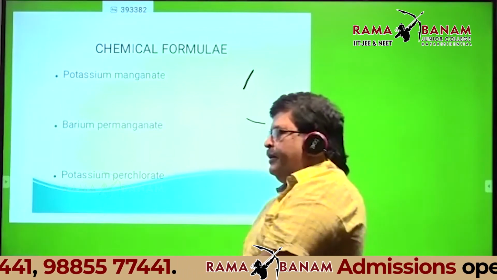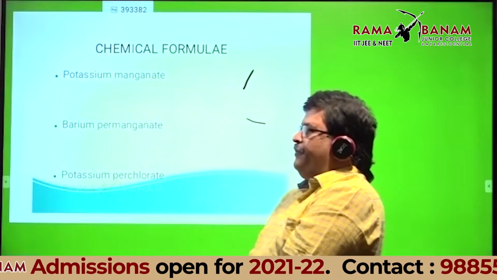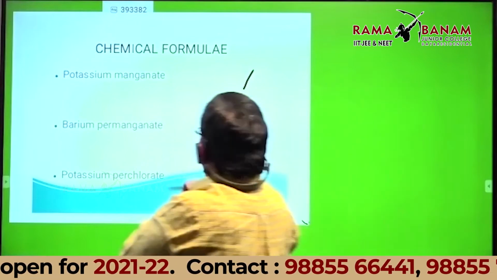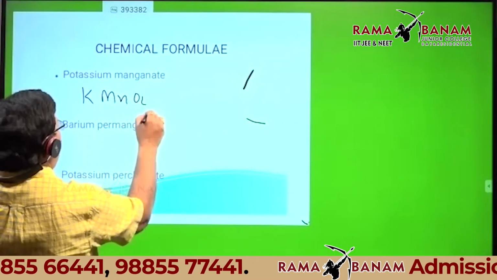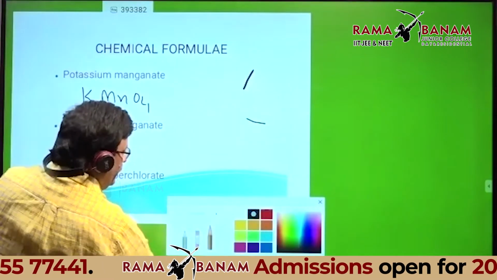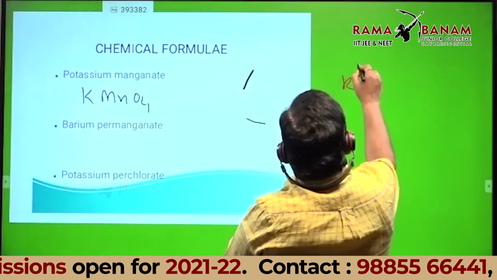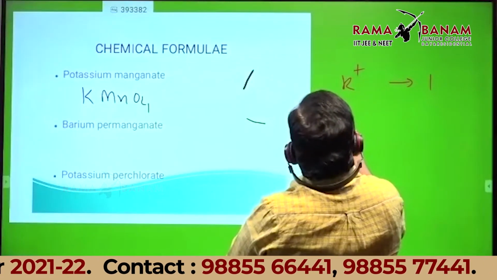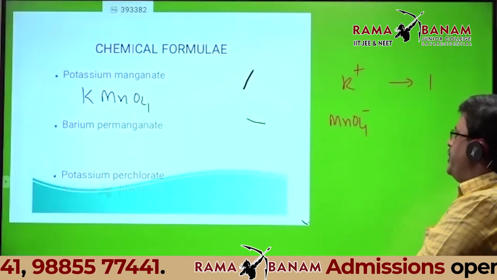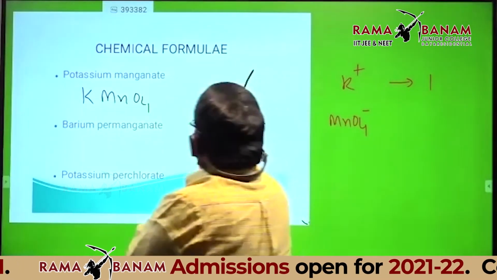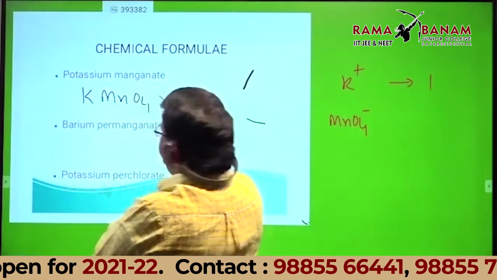Can anyone tell the formula of potassium manganate? KMnO4. Excellent student, KMnO4. How is it KMnO4? Potassium is K plus. Manganese ion is permanganate. Sorry, students, very sorry. I asked manganate, not permanganate. So KMnO4 is wrong.